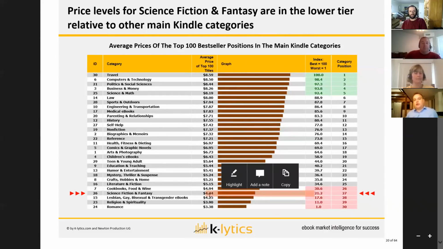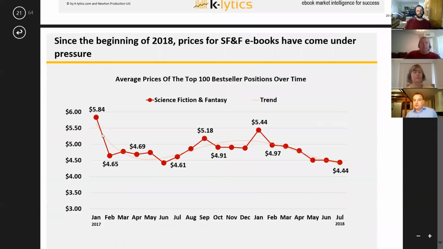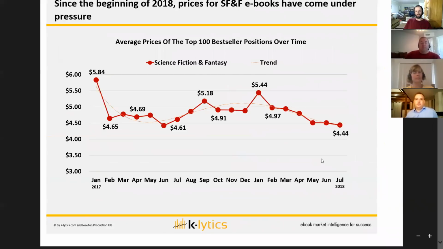But would you price your book at 444? Obviously, no, it's just an average. You can say, well, what do the prices look like over time? Is it currently under pressure or not? But even that may not help you for the tactical decision as a publisher.